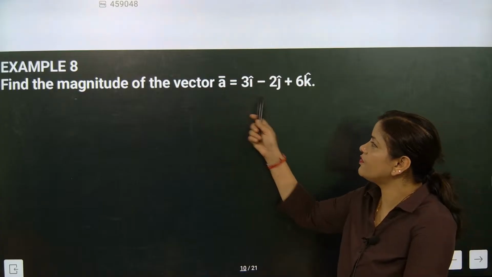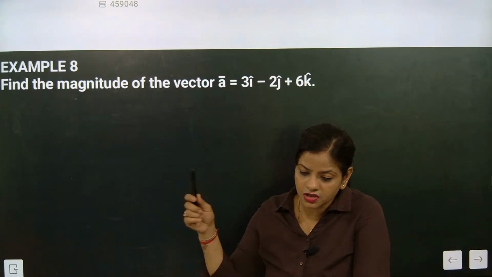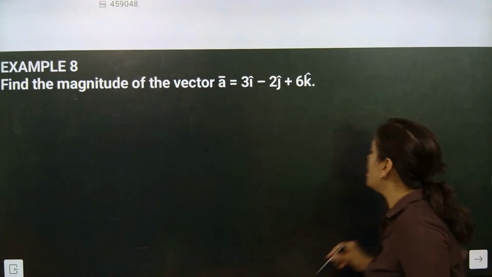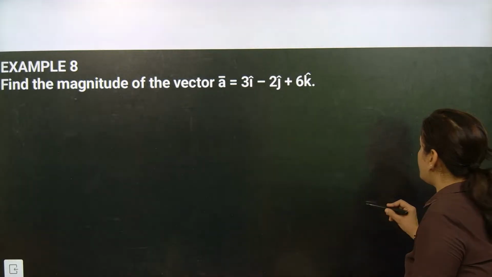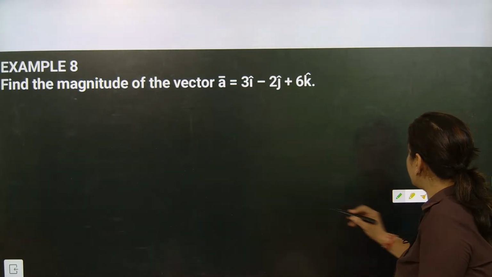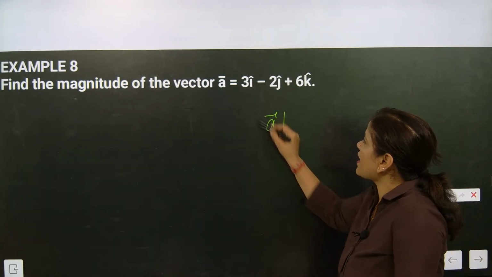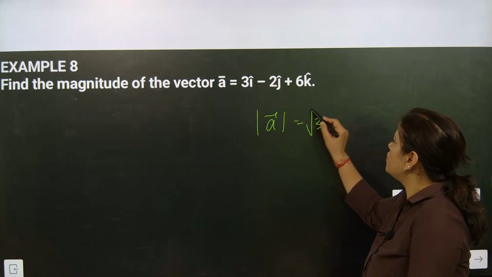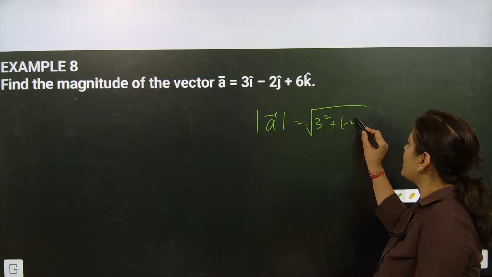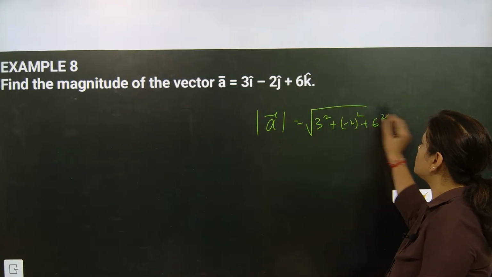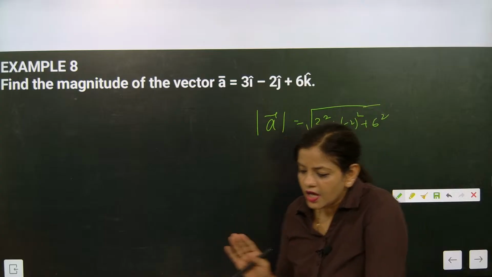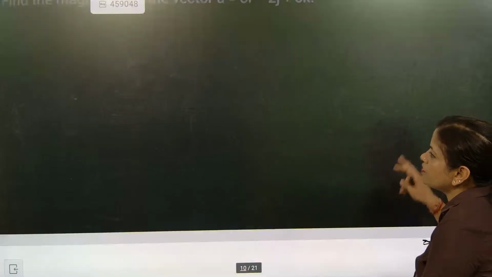Find the magnitude of the vector. So magnitude means you just have to find the magnitude part. For magnitude, there is a vector formula; I am going through some specific questions directly. So the magnitude of this one will become root under 3 square plus (minus 2) square plus 6 square. So this will become the magnitude part. Okay, and you can solve like this. Shall we go for the next question?